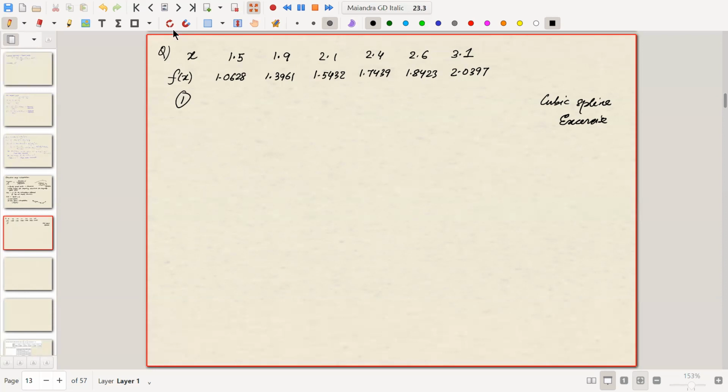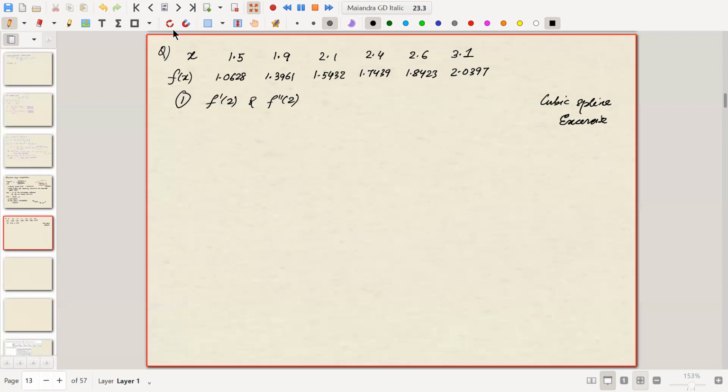All right. So what's the question? We have the set of data points. The question is, given the above set of data points, can you find the derivative at x equals to 2 and the second derivative at x equals to 2? That's the question.